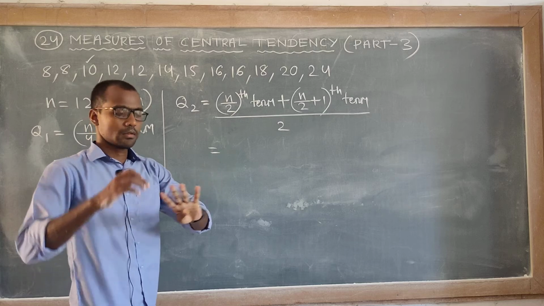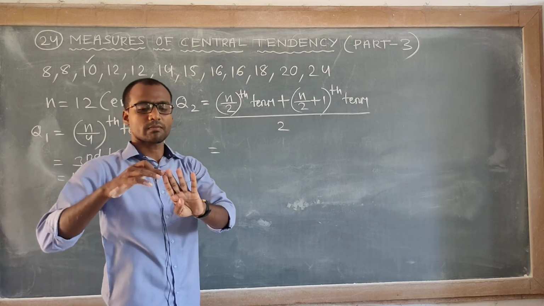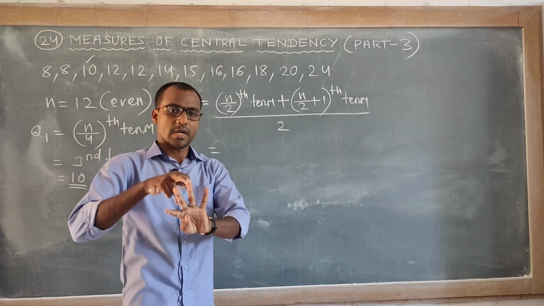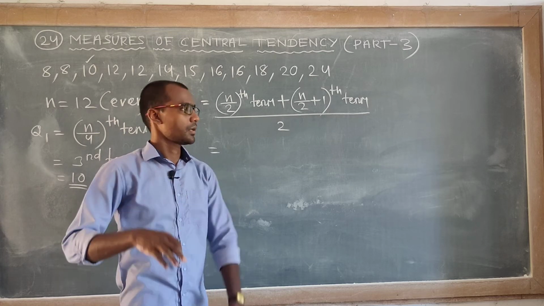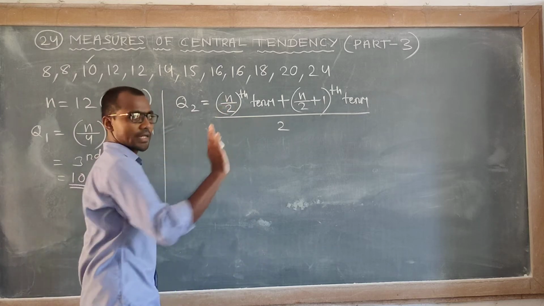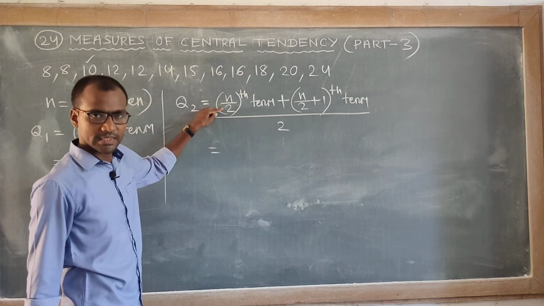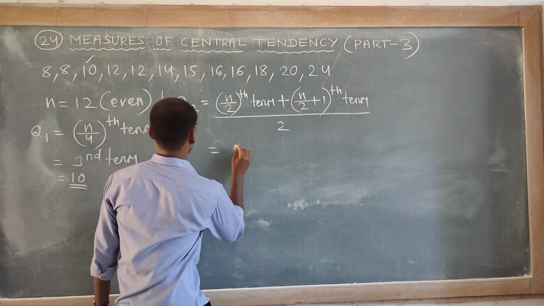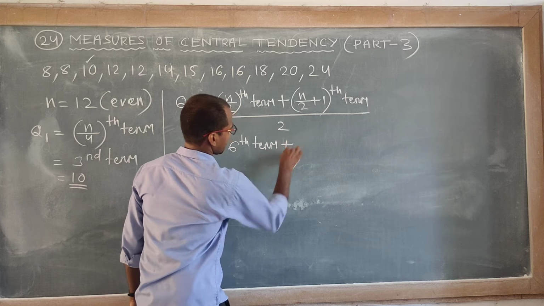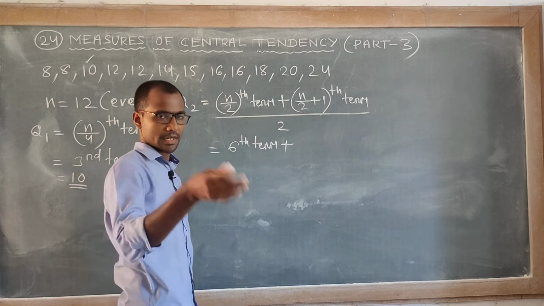Okay, I have explained. If I take 4 fingers, 4 by 2 is the second finger, it is not in the middle. So this is not the median. So simply do not take the n by 2 term alone. And in our case, n is 12, 12 by 2 is 6. So the 6th term plus 1, meaning the next term.